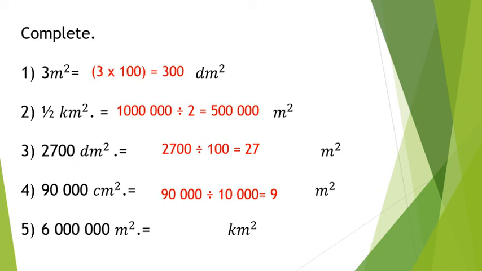6 million square meters equals how many square kilometers? The square kilometer equals 1 million square meters. 6 million square meters equals how many square kilometers? 6, yes, 6 million divided by million. Okay.